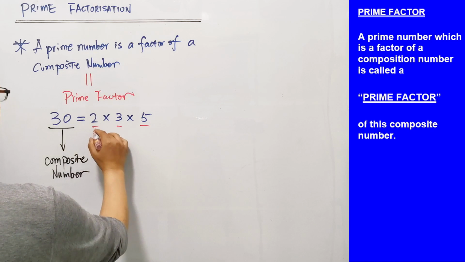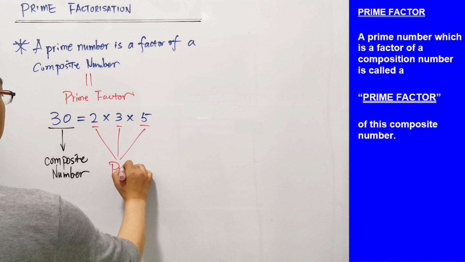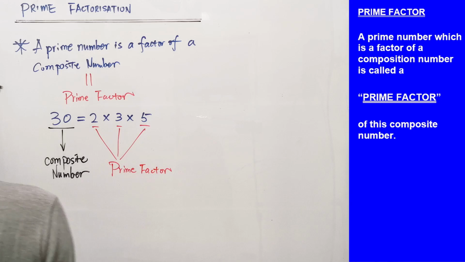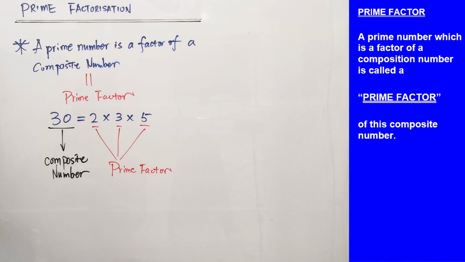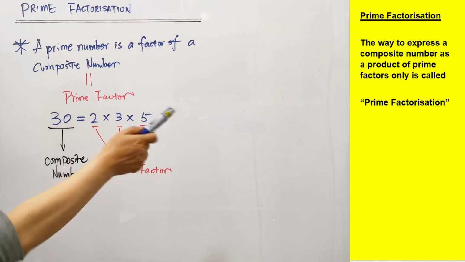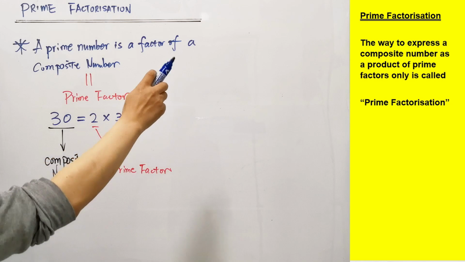So 2, 3, 5 is the prime factor of the composite number 13. Now this brings us to a very important concept.